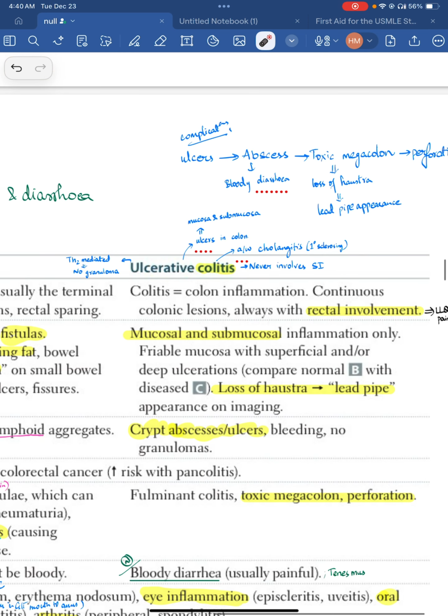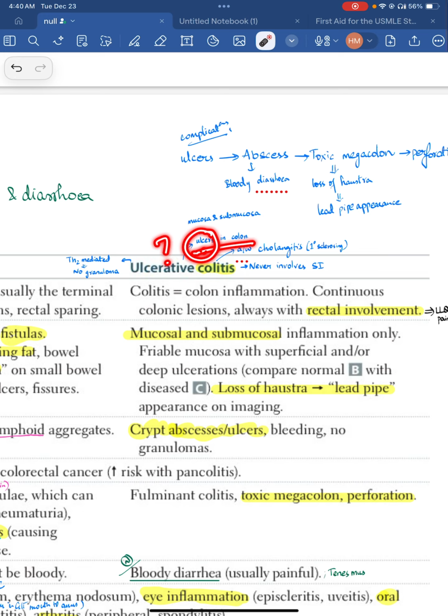Now coming to ulcerative colitis. For me, the name should summarize the disease. So I have made it. I have summarized everything that happens in ulcerative colitis in its name. What does ulcerative mean? Ulcerative means ulcers. And where do these ulcers occur? It occurs in the colon. So ulcers in the colon.